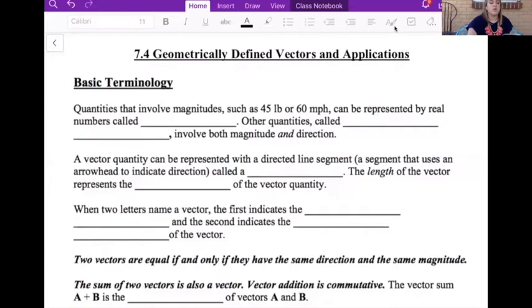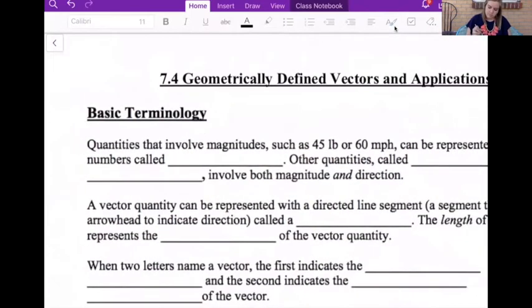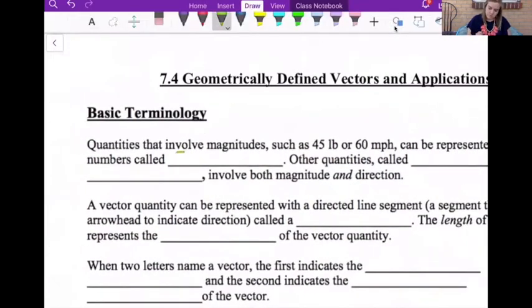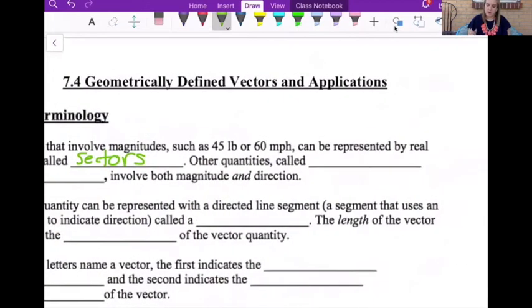Let's talk a little bit about what vectors are. A quantity involving magnitude, as in pounds or miles per hour, can be represented with numbers called scalars. So these are just regular numbers. And then there are other quantities called vectors that are represented by both magnitude and direction.